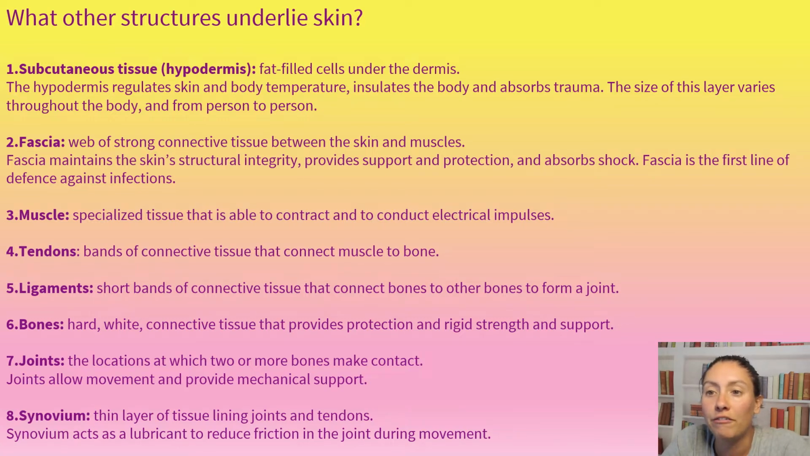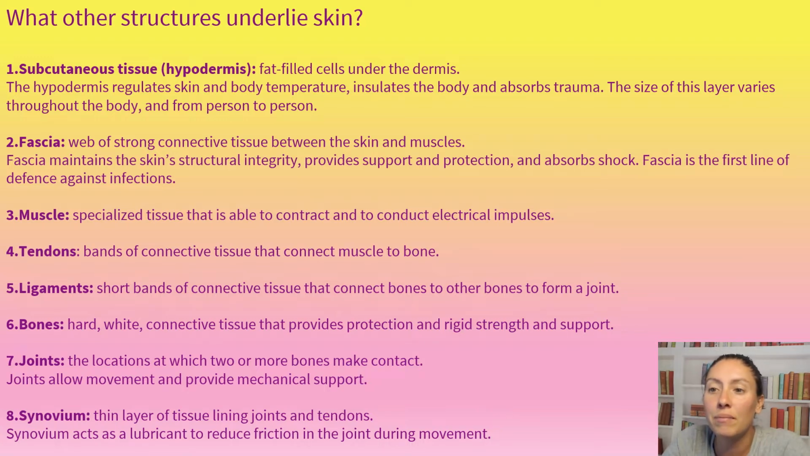Then we have our fascia. It's a web of strong connective tissue between the skin and the muscle. This structure does provide support and protection. It also absorbs shock, and it's the first line of defense against infection. Okay. Next, we have our muscle, and we're kind of going in order down.